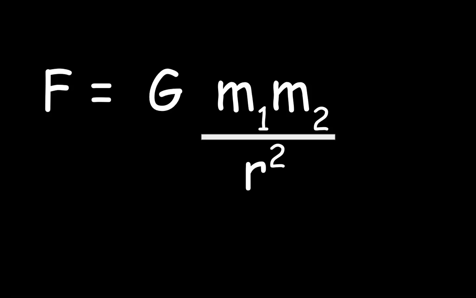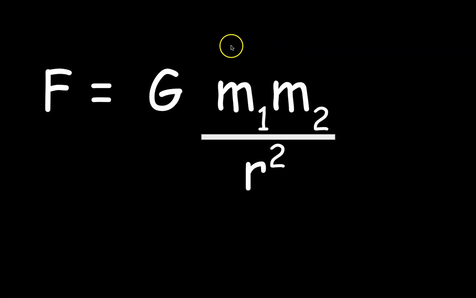And what Isaac Newton said was that the force of gravity between two bodies will be equal to G, and G is known as the gravitational constant. You can go and look it up. It never changes. It's always the same value. And then M1 and M2.